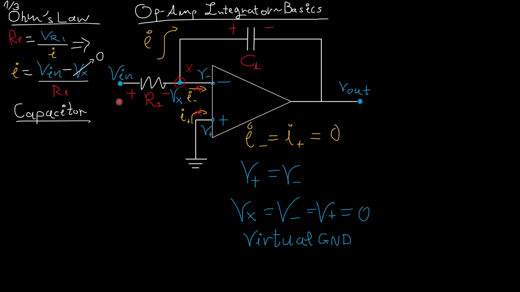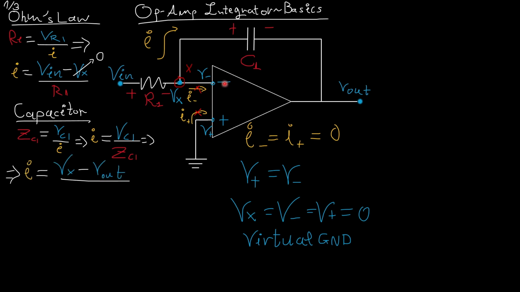I will use a similar law for the impedance of the capacitor. The voltage across the capacitor must be equal to Vx minus Vout. Again, these are the polarities. Vx must be equal to 0, and the impedance of the capacitor is 1 over C1s. This is the Laplace form, obviously, of the impedance. You can write it as j omega or any other way.